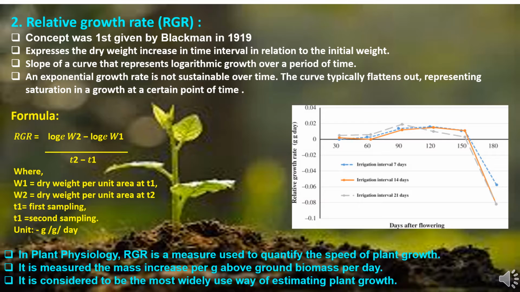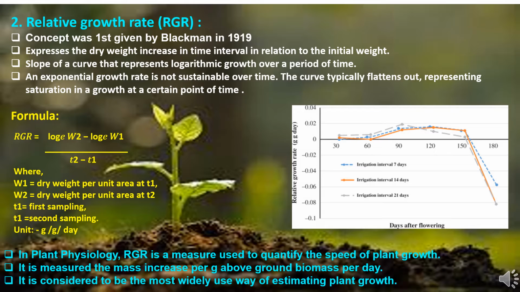Second parameter is relative growth rate RGR. The concept was first given by Blackman in 1919. The relative growth rate expresses the dry weight increase in time interval in relation to the initial weight. Relative growth rate is the slope of a curve that represents logarithmic growth over a period of time. An exponential growth rate is not sustainable over time. The curve typically flattens out, representing saturation in growth at a certain point of time.